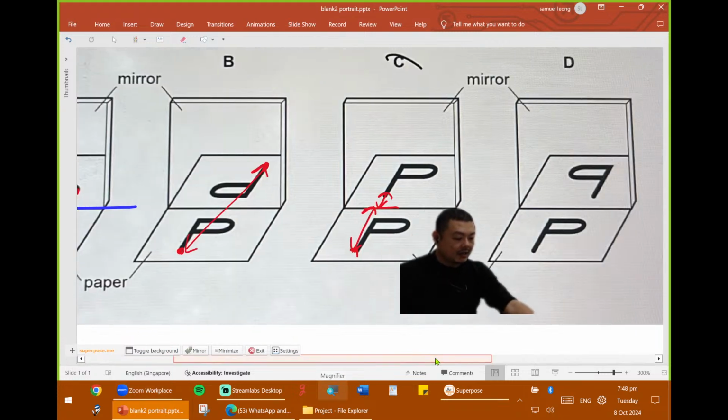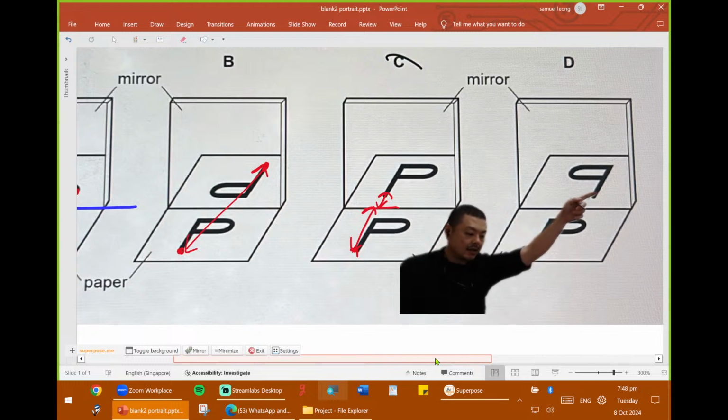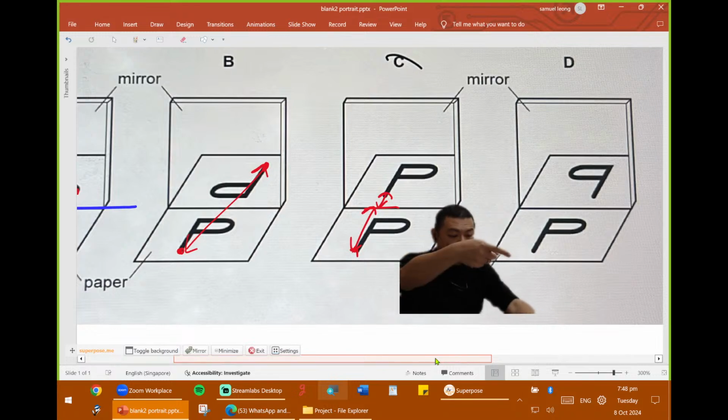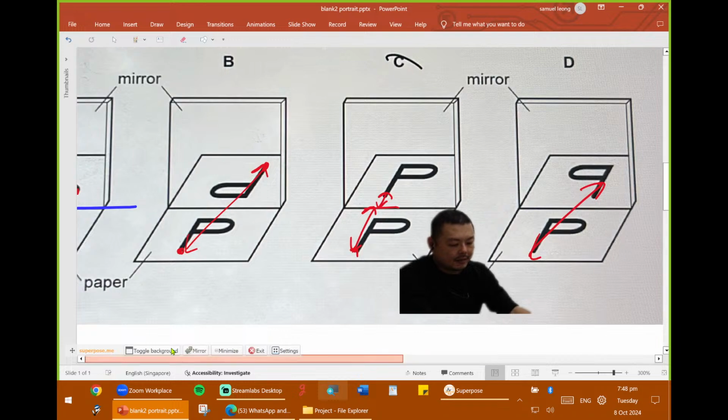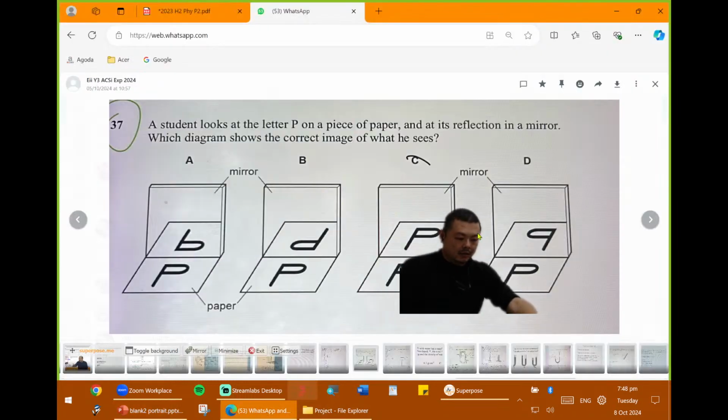Same thing for D as well. This base is here to the mirror, so how come that base is here? It needs to be perpendicularly across, not diagonally across like that. You know? So anyway, A is the answer.